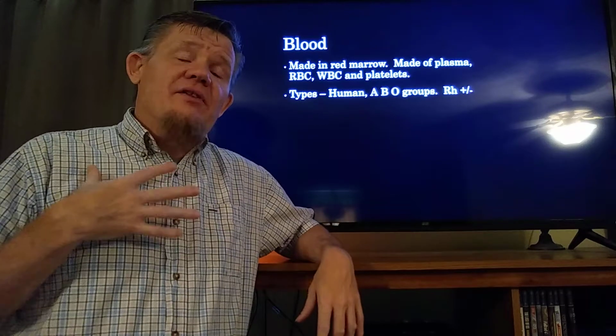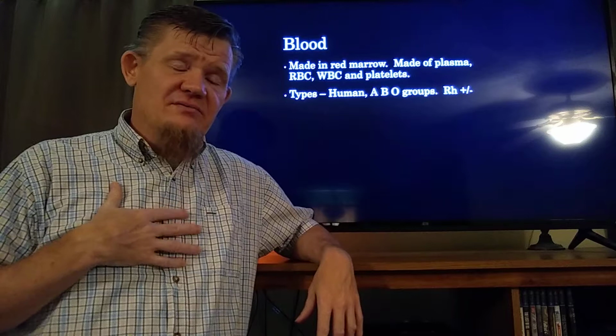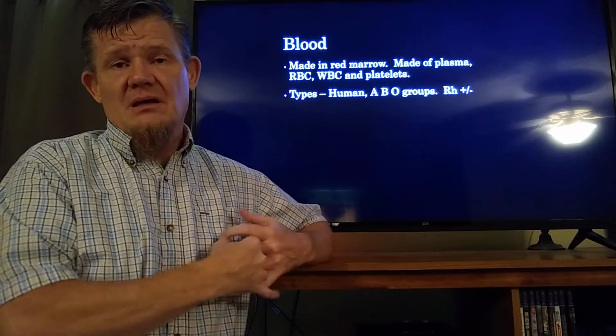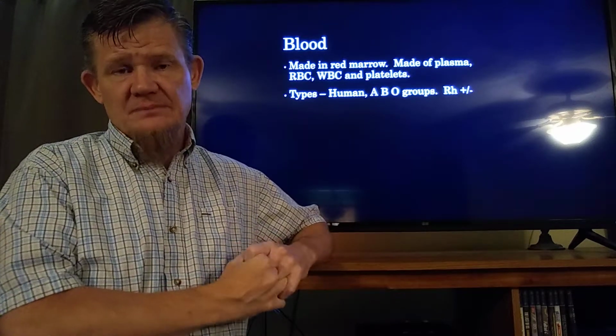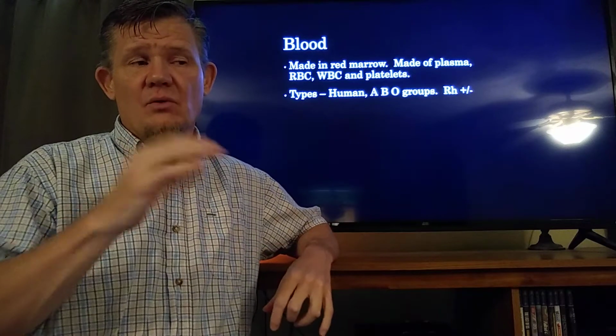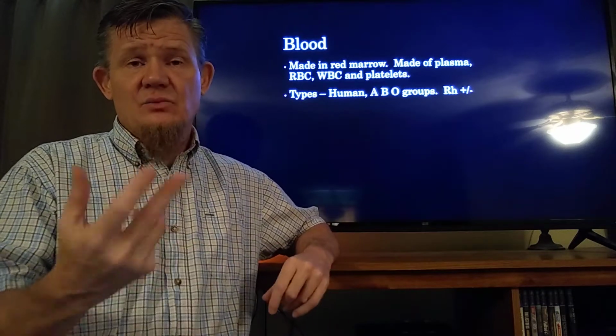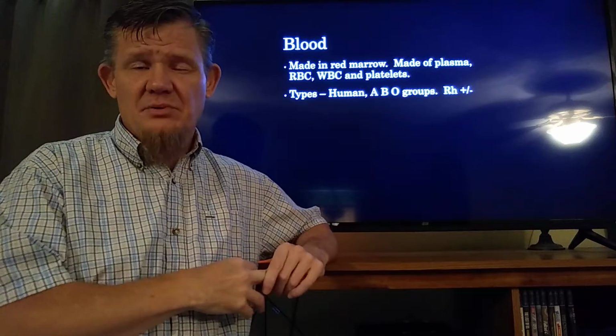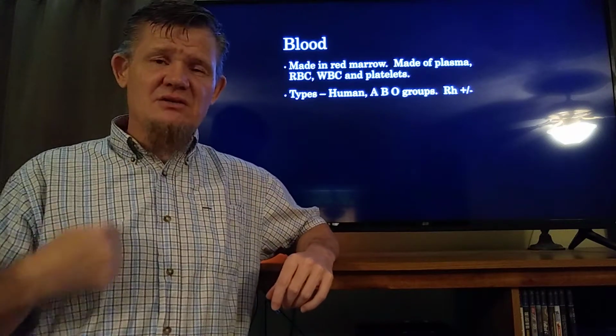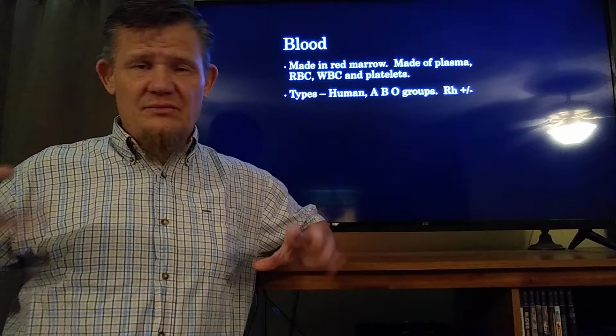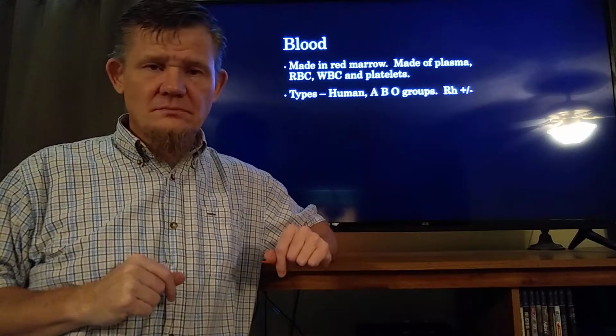The older you get, the less red marrow you have. It's very common for elderly people to be anemic, which means they don't have enough blood, because the older you get, the more of this red marrow dies. By about retirement age, pretty much all you have left is red marrow in your sternum and your ribs. You don't really have red marrow left anywhere else.